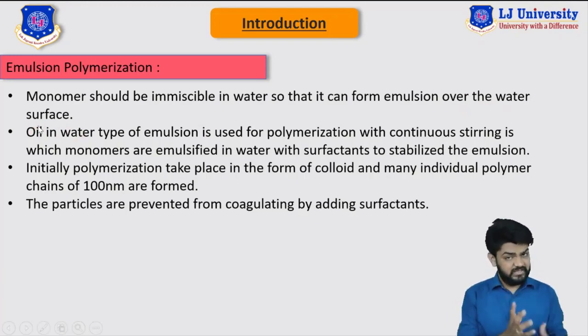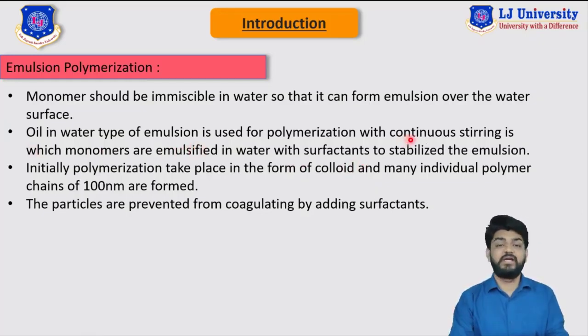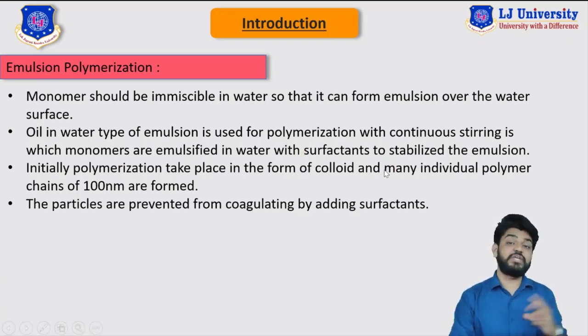Now in the emulsion polymerization technique, we are going to use an oil in water type of emulsion throughout the process, right? With continuous stirring, we can provide monomer. This monomer will get emulsified in the water, and with the help of surfactants, we can stabilize this emulsion.